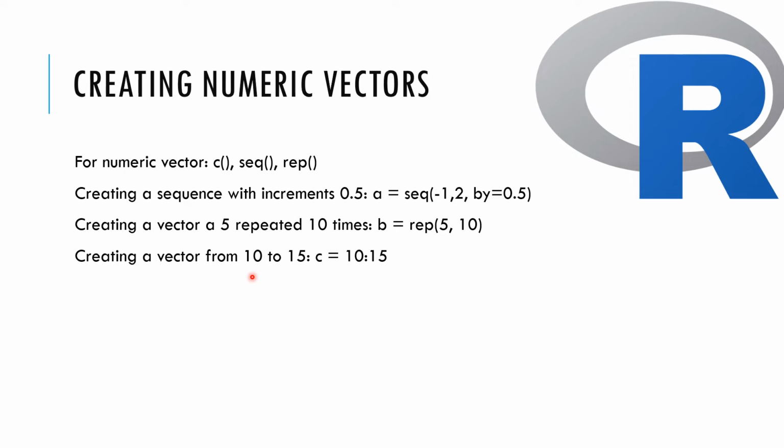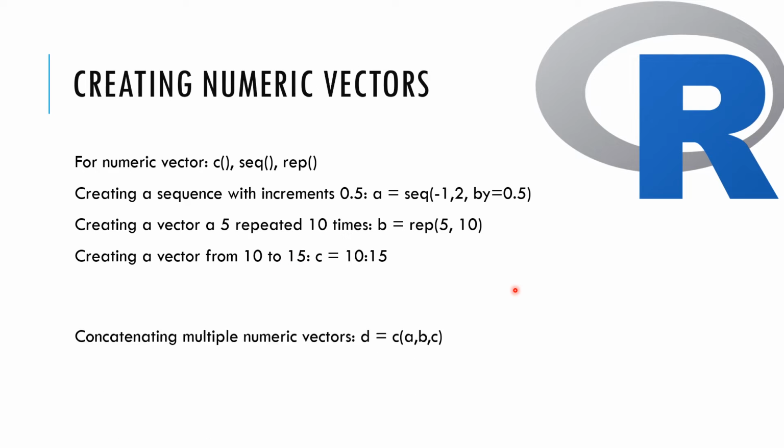So creating a vector from, let's say, one value to another and incrementing it by 1, you can simply create that vector by using the colon symbol. Here in this example we are creating a vector from 10 to 15, incrementing each value by 1. So it will create 10, 11, 12, 13, 14 and 15.